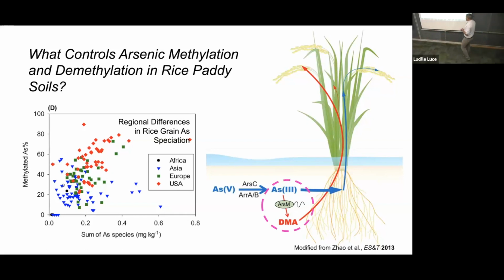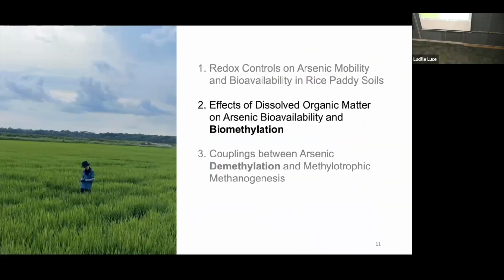Why? So for the rest of the talk, we'll do a deep focus dive on this process here. How is inorganic arsenic converted into methylated arsenic species in the rice paddy rhizosphere? What are the factors that control this microbial biomethylation process? That is basically controlling how much DMA and how much arsenic are available for uptake into the rice. And so we'll take a solidly low-ground look at these methylation reactions.